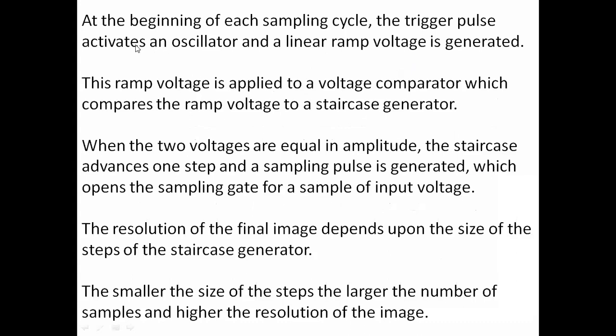So this is the same thing we are discussing. At the beginning of the sampling cycle, the trigger pulse activates the oscillator, and it will produce a linear ramp voltage. The ramp voltage is applied to the voltage comparator, which compares the ramp voltage and the staircase generator. When these two signals are of equal amplitude, the staircase advances one step. When these two signals are equal, the staircase will generate the next staircase signal.